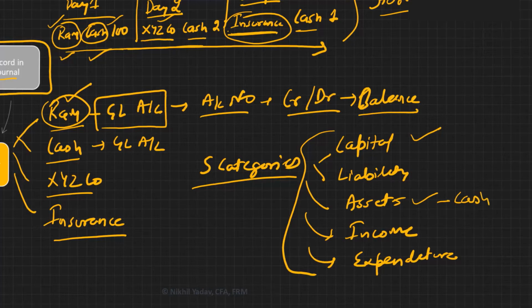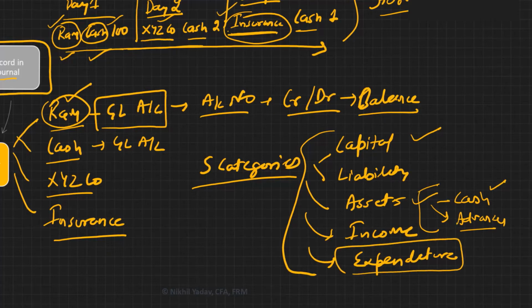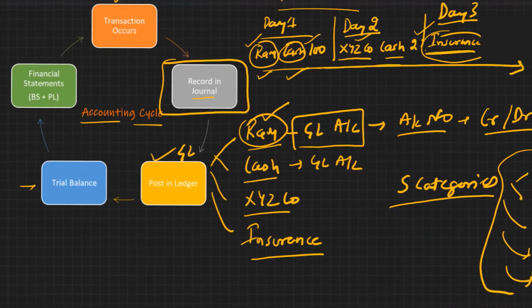In the second example, wherein we gave XYZ company a loan of 2 crores, again, there were two accounts involved, cash and advances, which was part of assets only. In the third example that we saw of insurance, it was part of expenditure account. So broadly speaking, all these accounts that we see in transactions will fall in any one of these categories. So if we were to compare the journal with the ledger, journal itemizes financial transactions by date, whereas the general ledger is a record of financial transactions by account.